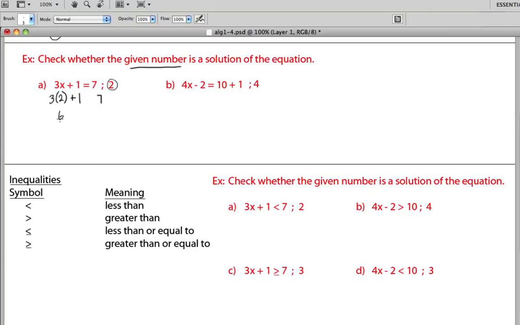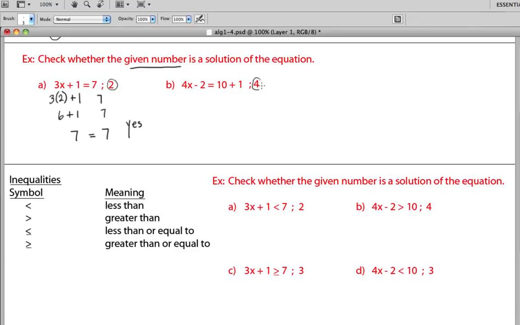So 3 times 2 is 6. Bring down this 7. 6 plus 1 is 7. Bring this down. And in fact, 7 does equal 7. So the answer to this question would be yes.